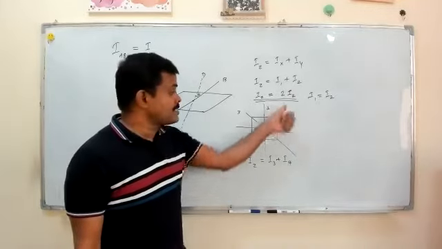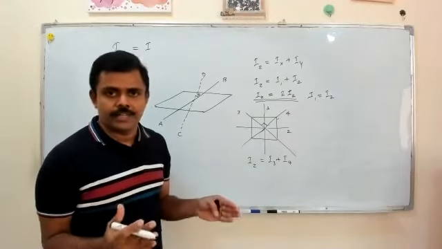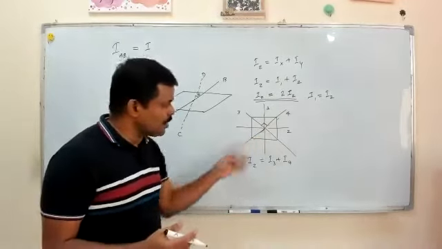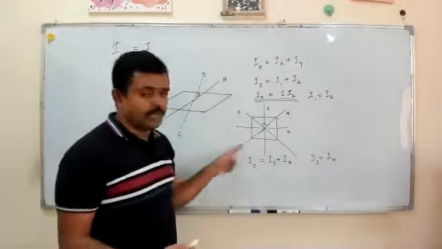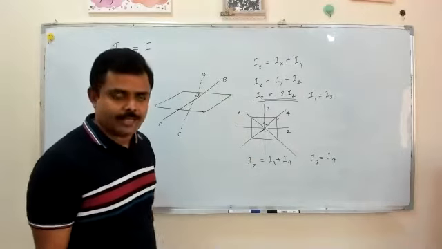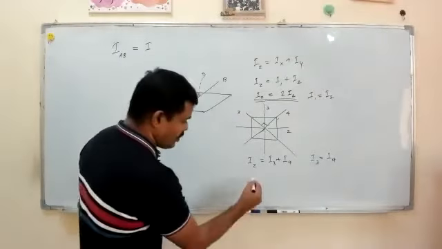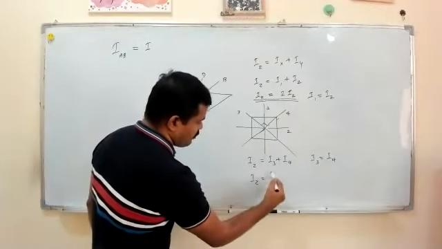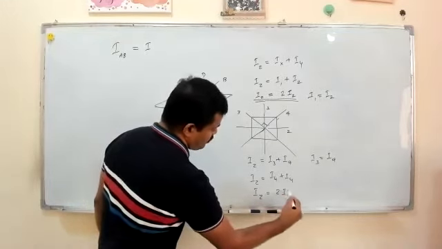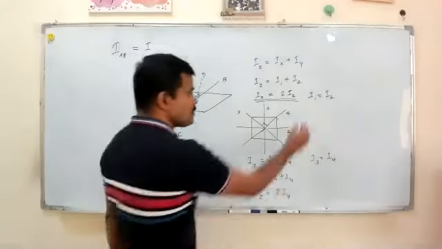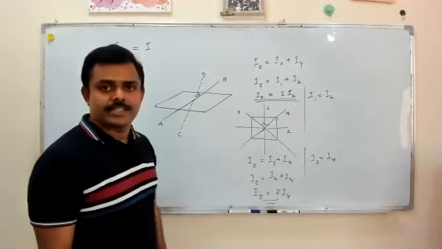And look at these diagonals. As far as the square is concerned, both diagonals are identical, which means I3 is equal to I4. The moment of inertia about the diagonal is the same, whichever diagonal it is. So in place of I3, I can put I4. So Iz is I4 plus I4, that is 2I4. From the first, I got Iz equal to 2I2. From this, Iz is equal to 2I4.